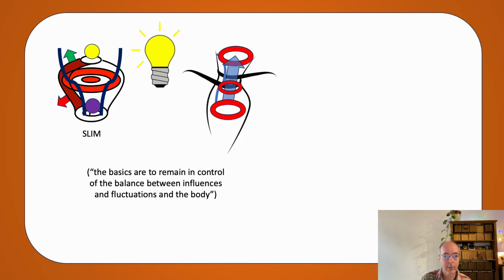The basics we know already, between slim of your body or slim of your mind, are to remain in control of the balance between the influences and fluctuations of the outside world, the waves, the influences and so on, and your body. But you know also your body wants to be round, and so it's not enough. So we have to find a way to know this balance, and the balance is made by E. E is not just an idea, it's not just an impulse to do so.